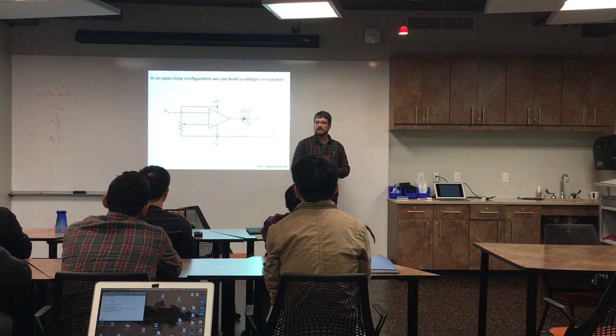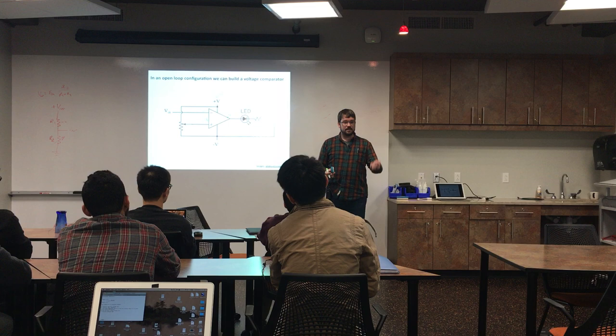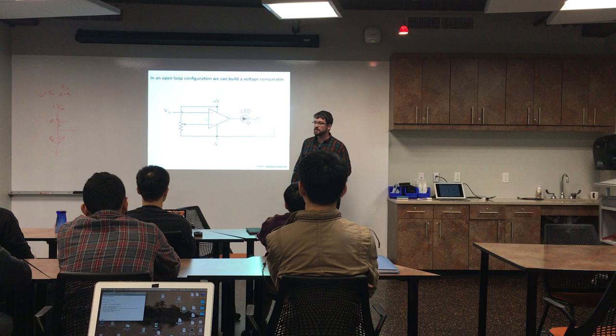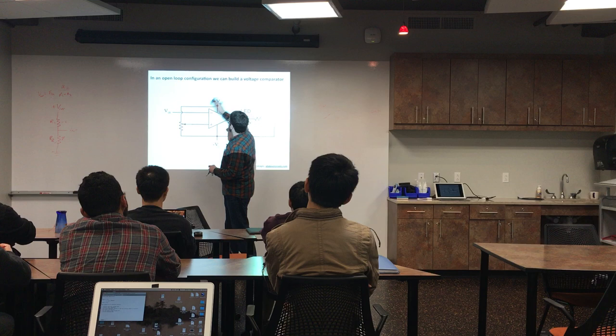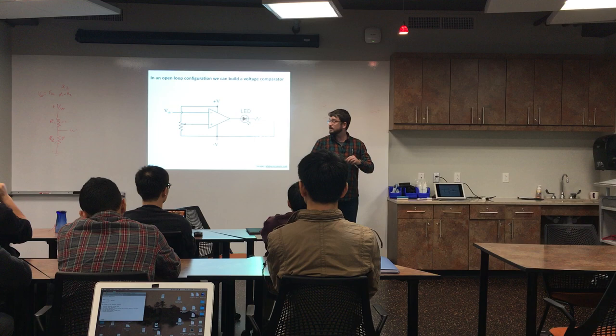So we're just comparing two voltages, and we can be in either an on or an off state, sort of one rail or the other state on the output. It's open loop gain, remember, so very, very high gain. Does that make sense so far? Yeah, okay. It's a really useful circuit.